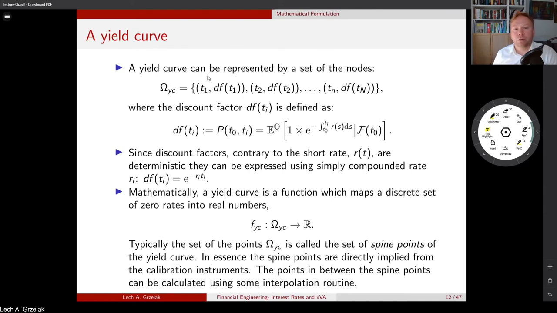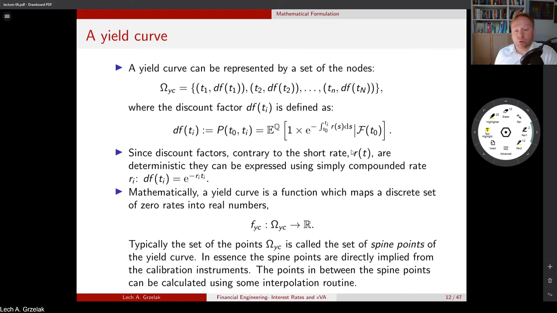Let's now define the yield curve mathematically. I have already mentioned before that the yield curve essentially consists of spine points. This means we have times t, okay? So it's a set of different spine points. And we have corresponding discount factors. So T1, DF(T1), T2, DF(T2), and so on. And then those discount factors essentially are defined like we had before. So it's an expectation. We have a value of one of a zero-coupon bond at the maturity and then properly discounted.